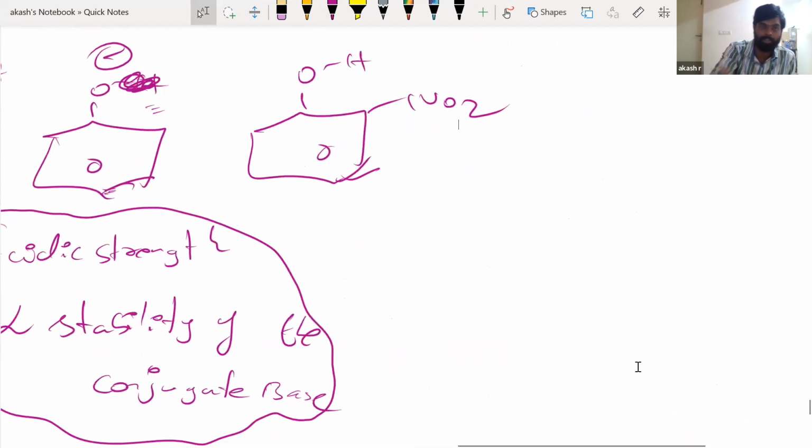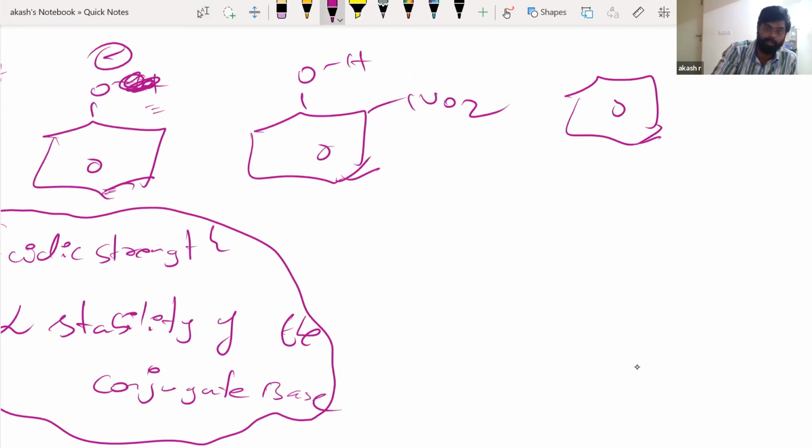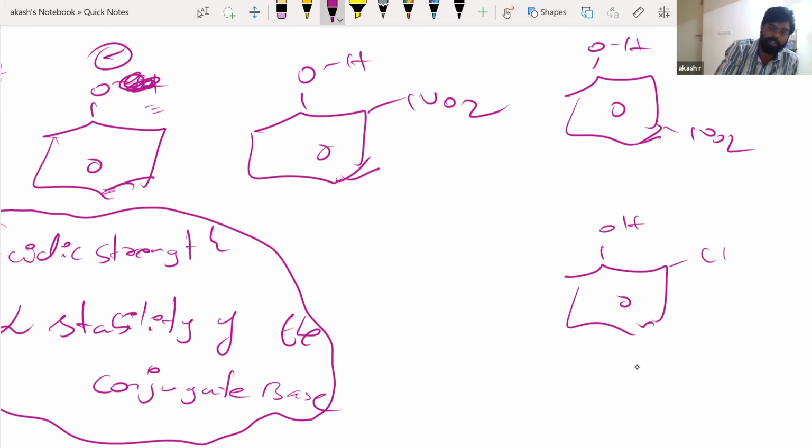Okay, we have time. Let us compare OH with NO2, and here I'm taking OH with CH3. Okay, right? So I'm going to take phenol. This is OH with NO2 here, and OH with NO2 at the meta position, and OH with CH3 in the ortho position. Okay, right? Now again, I ask you to compare their acidic strength. This is what I'm asking.